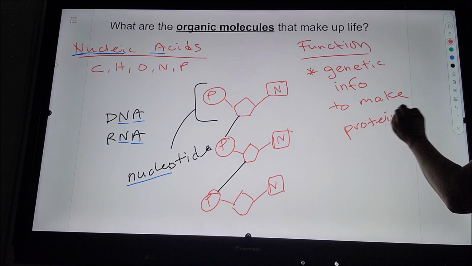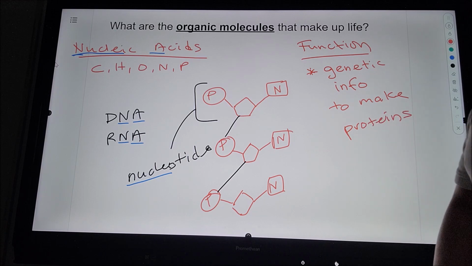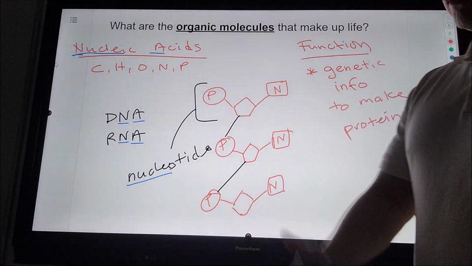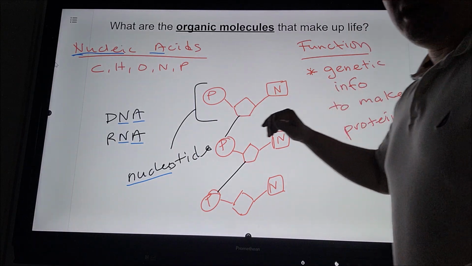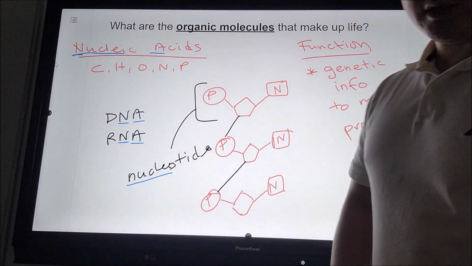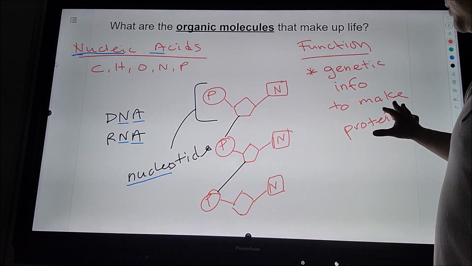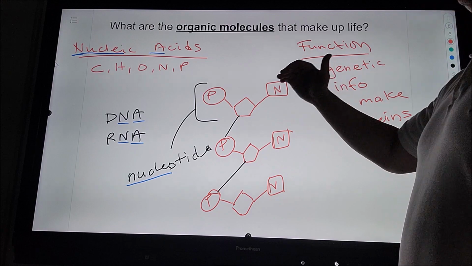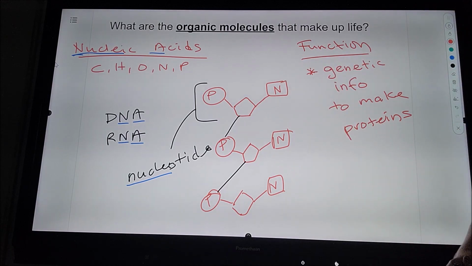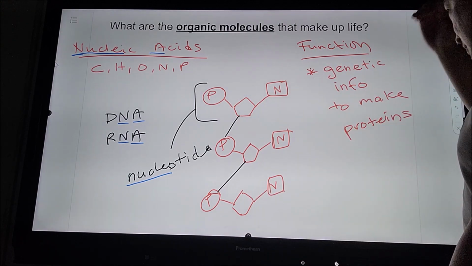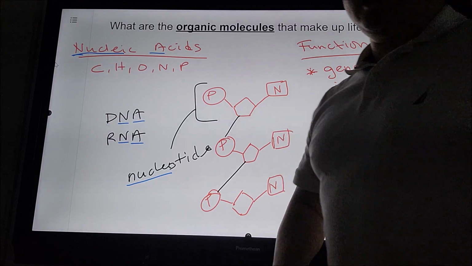We learned earlier in Unit 1, all cells have DNA or some kind of genetic information, and all cells have ribosomes, and that's where the proteins are made. So DNA doesn't make proteins, but it has the information to make proteins, specifically for the ribosomes. All right, but we'll get to that more in Unit 5.